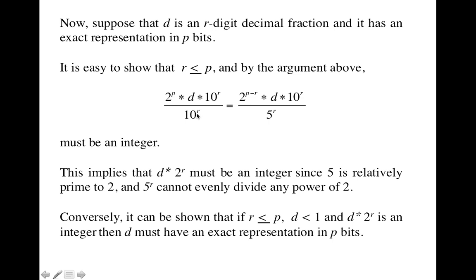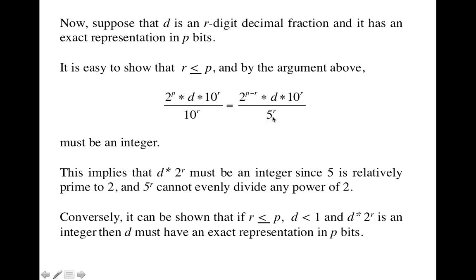And in the course of doing this arithmetic, we simply write this 2 to the p as 2 to the p minus r times 2 to the r, because this is kind of equal to 2 times 5, and that is 2 to the r. That means 2 to the p divided by 2 to the r, and that's what this number is. And then what survives here is, of course, 5 to the r. And now this must be an integer.